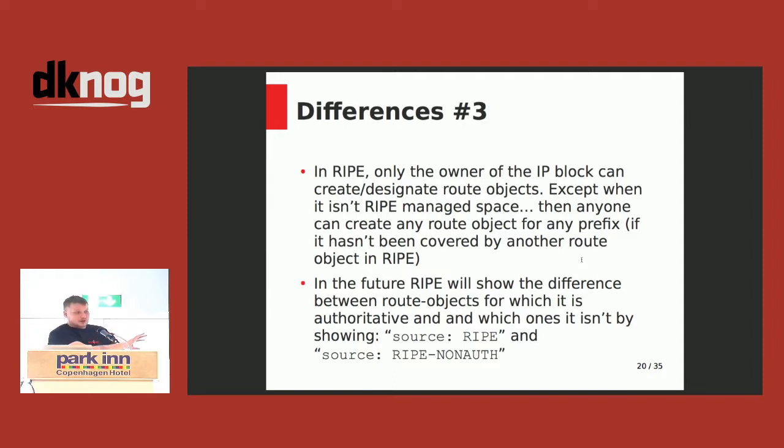And the objects where there was no verification whether the owner actually wanted those objects to exist, they will be marked with source:RIPE-NONAUTH. And NONAUTH is short for non-authoritative. And this way, people that investigate abuse can very easily see, hey, there was abuse from this prefix. This prefix was registered in the RIPE database, and it was marked as non-authoritative. So we know that is potentially garbage.